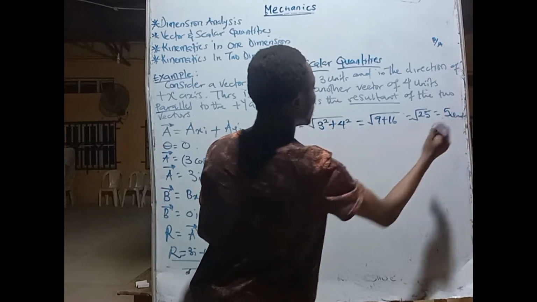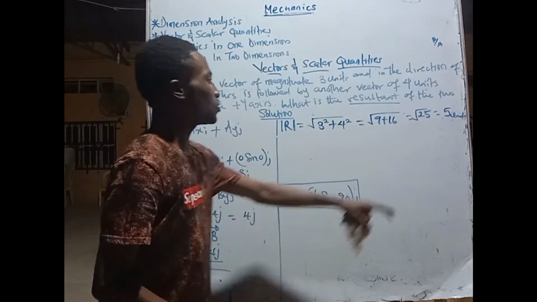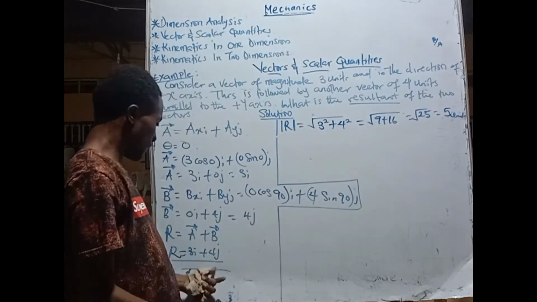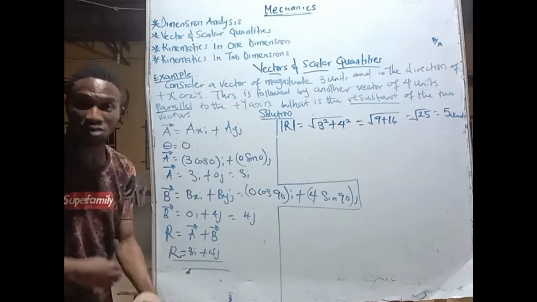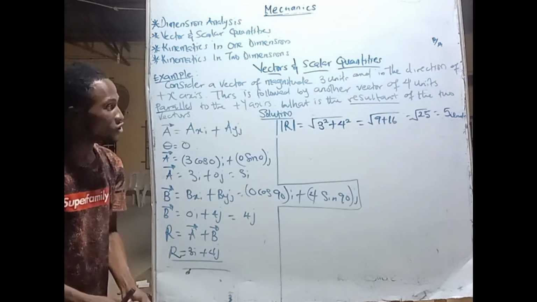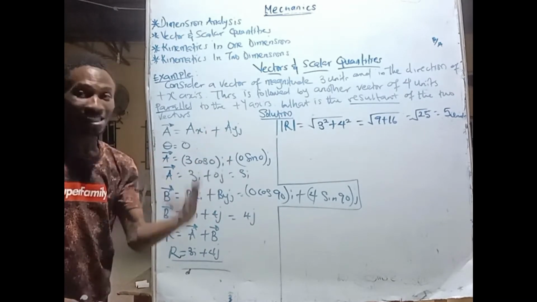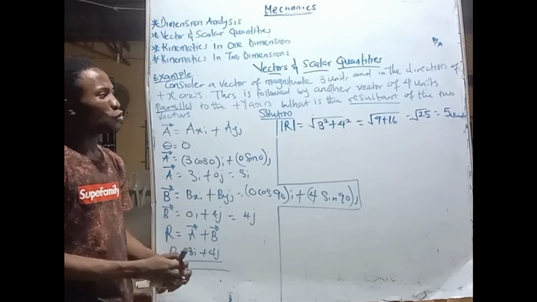5 units. Alright, so this is the magnitude of this vector. This resultant vector is still another vector. You should know that it's just the summation of two vectors that's giving us another vector.